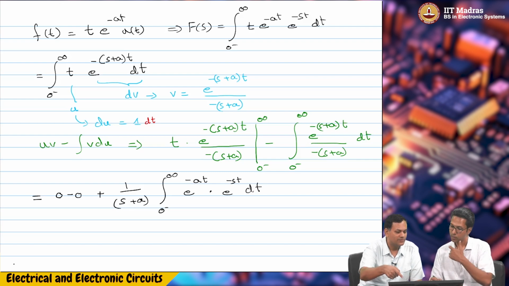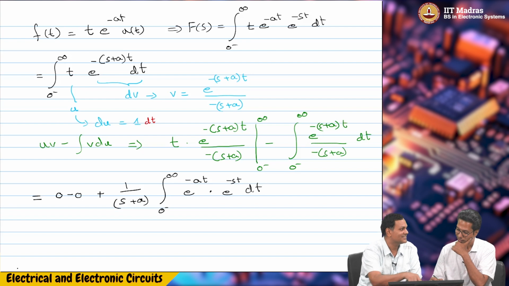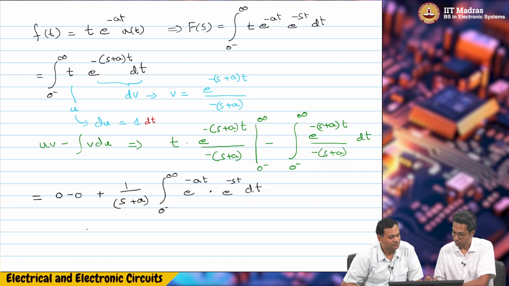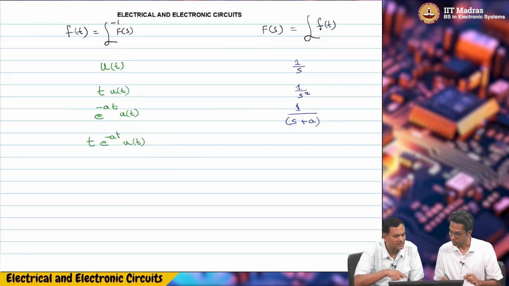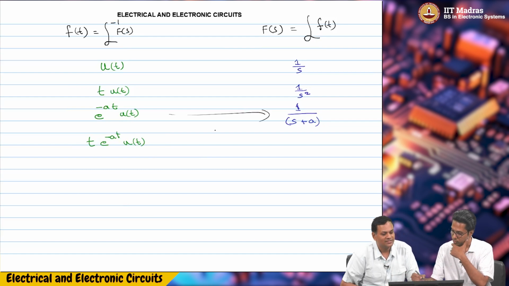Because we just wrote down the expression in the previous page for this. Okay, this is just the Laplace transform of e power minus at. So that will be, we derived that it is 1 by s plus a in the previous page. Yeah, correct. e power minus at u of t, 1 by s plus a.